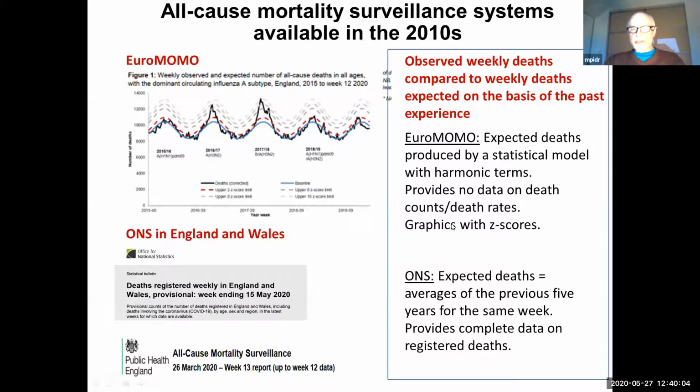Unfortunately, the project does not provide the original data on deaths, death numbers or death rates. It provides some graphics with z-scores, and it's quite hard to see what stands behind these z-scores. The ONS is much simpler and more transparent: expected deaths are averages of the previous 5 years for the same week, and it provides complete data on registered deaths.